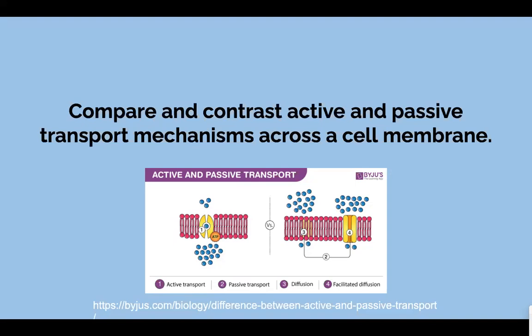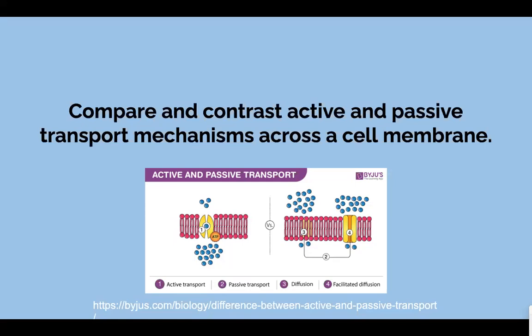On the other hand, active transport is a process by which substances are moved across the cell membrane against their concentration gradient. The input of energy, usually in the form of ATP, is required to drive the transport process against the concentration gradient.